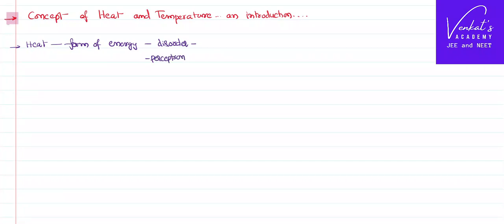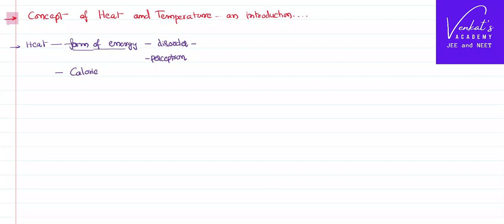We say somebody is hot, somebody is cold. So in a common sense, heat is how you understand how hot the body is or how cold the body is. But at a broader level, it is a form of energy. Earlier, people thought heat is different from energy, and so they defined a unit called calorie for it.